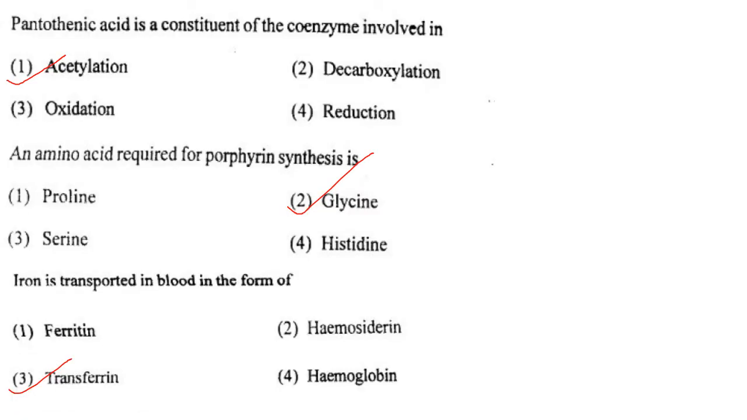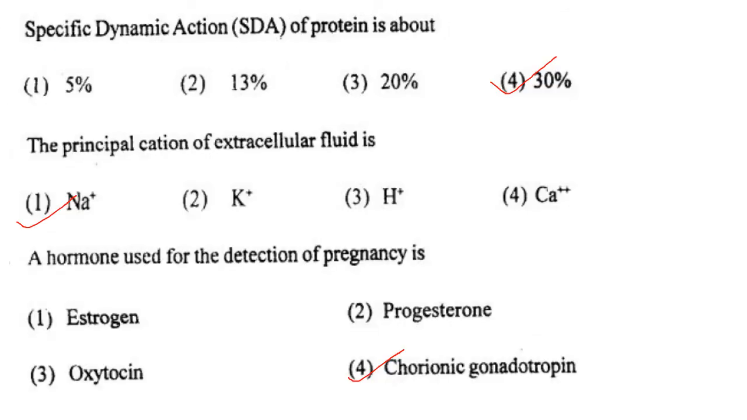Next one. Pantothenic acid is a constituent of the coenzyme involved in: option 1, acetylation; 2, decarboxylation; 3, oxidation; 4, reduction. Answer is option 1, acetylation. An amino acid required for porphyrin synthesis is: option 1, proline; 2, glycine; 3, serine; 4, histidine. Answer is option 2, glycine. Next one. Iron is transported in blood in the form of: option 1, ferritin; 2, hemosiderin; 3, transferrin; 4, hemoglobin. Answer is option 3, transferrin.